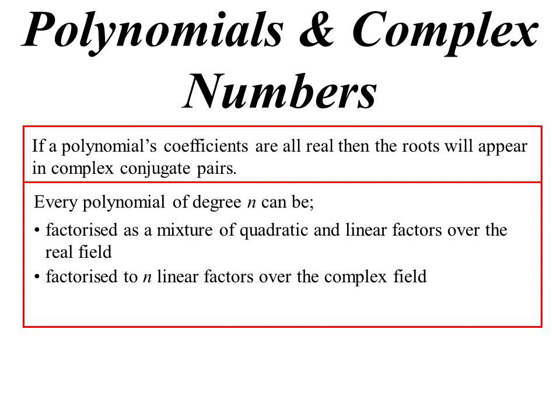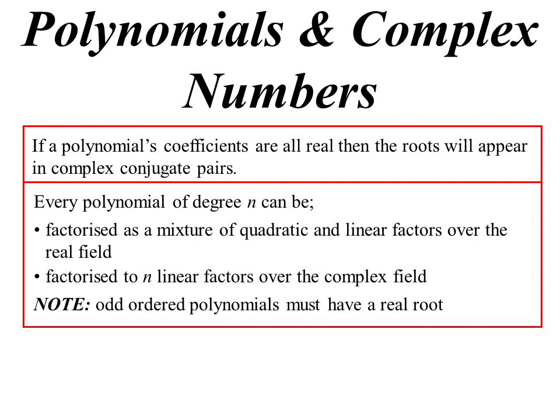But what that does mean then is every odd-ordered polynomial must have a real root, because if the complex or imaginary ones are appearing in pairs, you'll always get an even number of those. Therefore, if you've got an odd polynomial, there must be 1 left over, or 3 left over, or 5 left over, and so on.